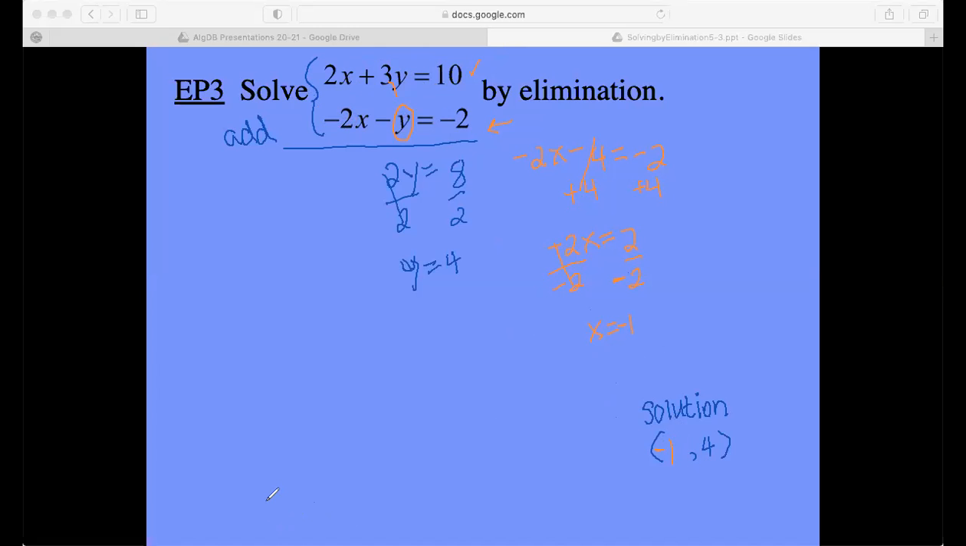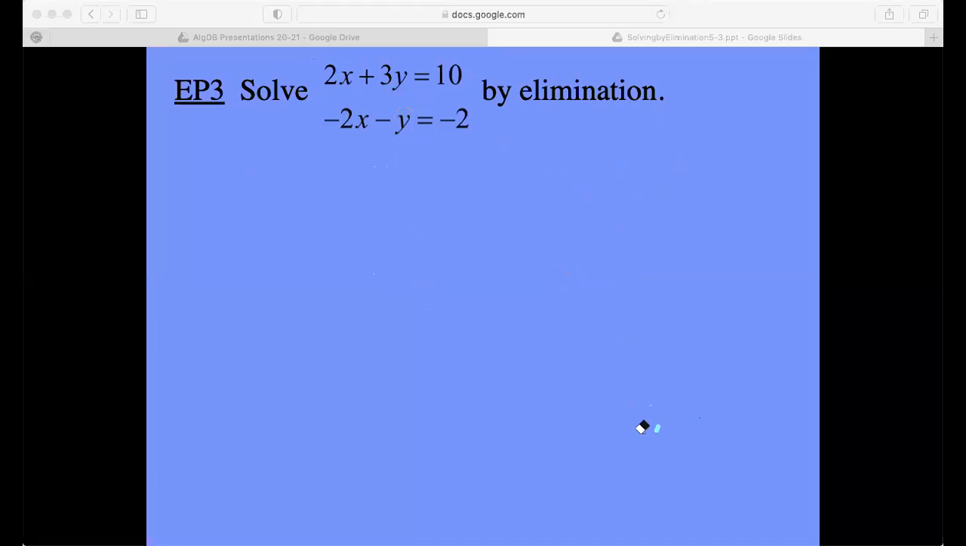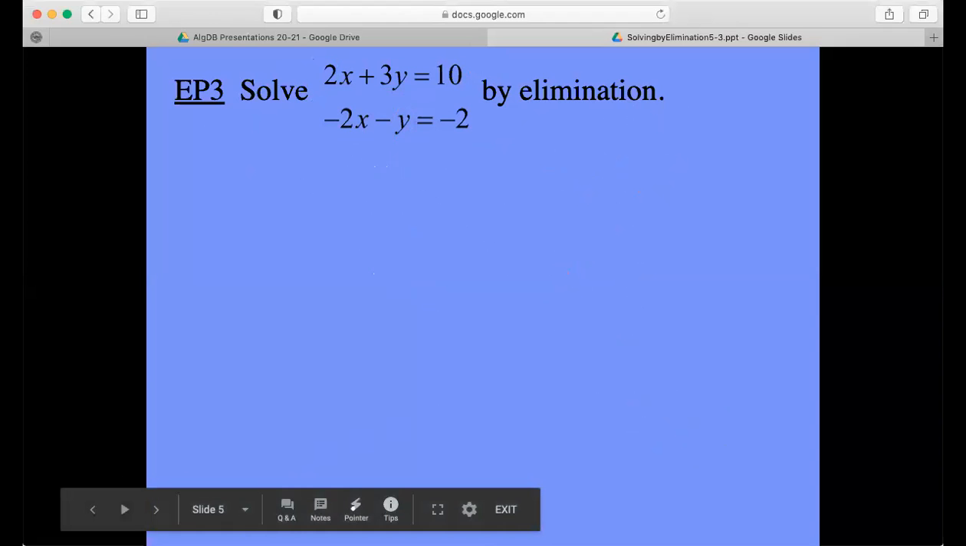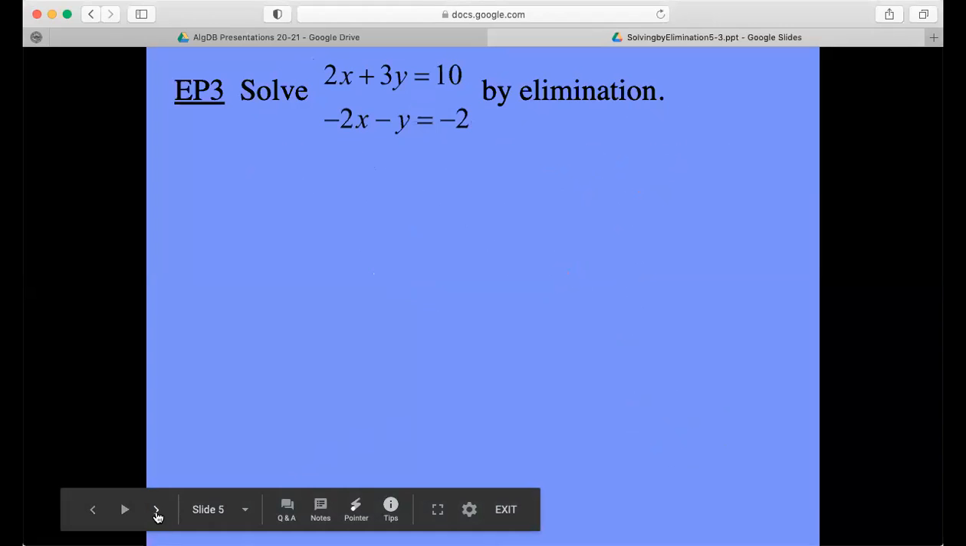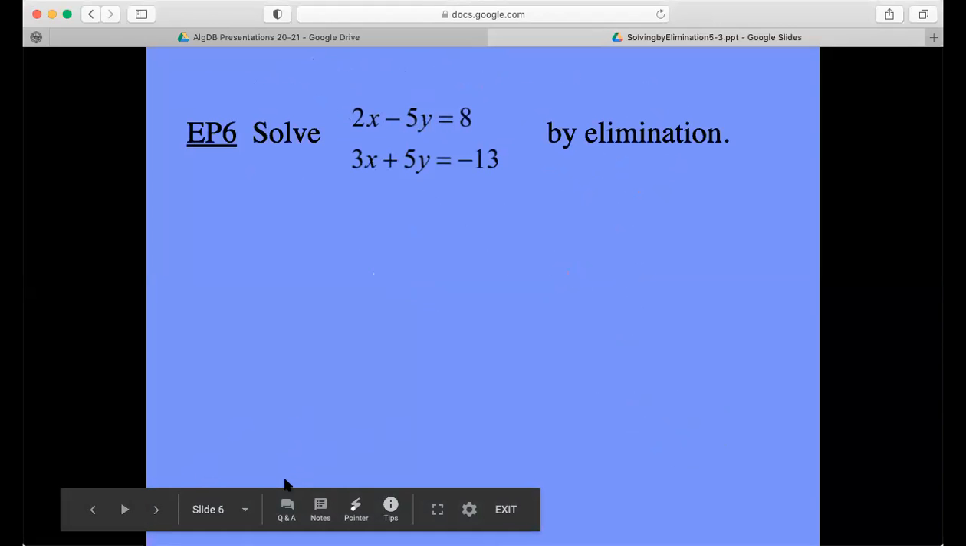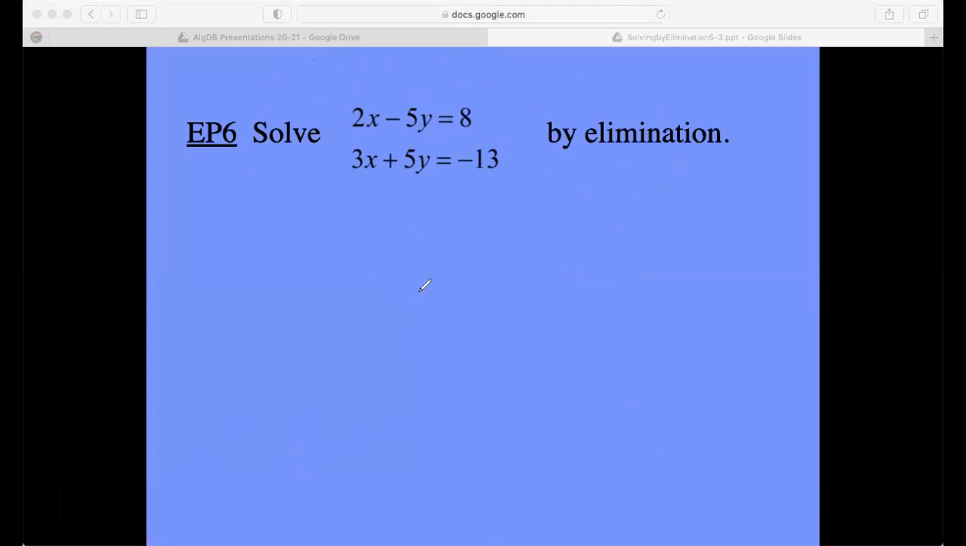All right, let's try another one. I'm going to erase those. This time we have extra practice number 6. Let me double check. Yep, we did 3. Now we're going to look at extra practice number 6. All right, I'm going to grab my pen this time. I'll stick with that yellow.